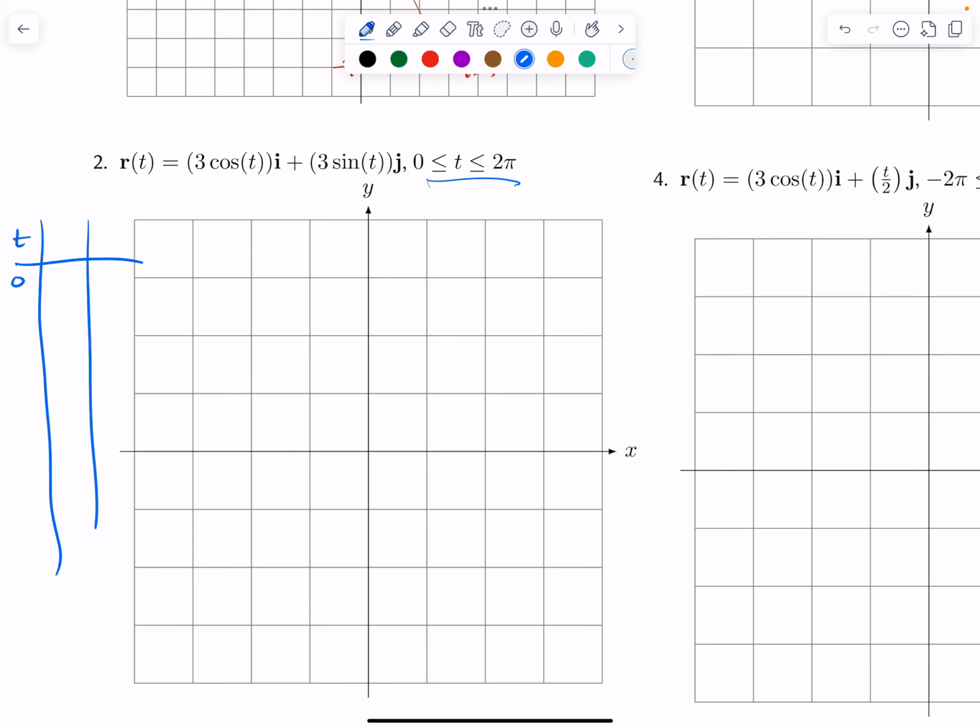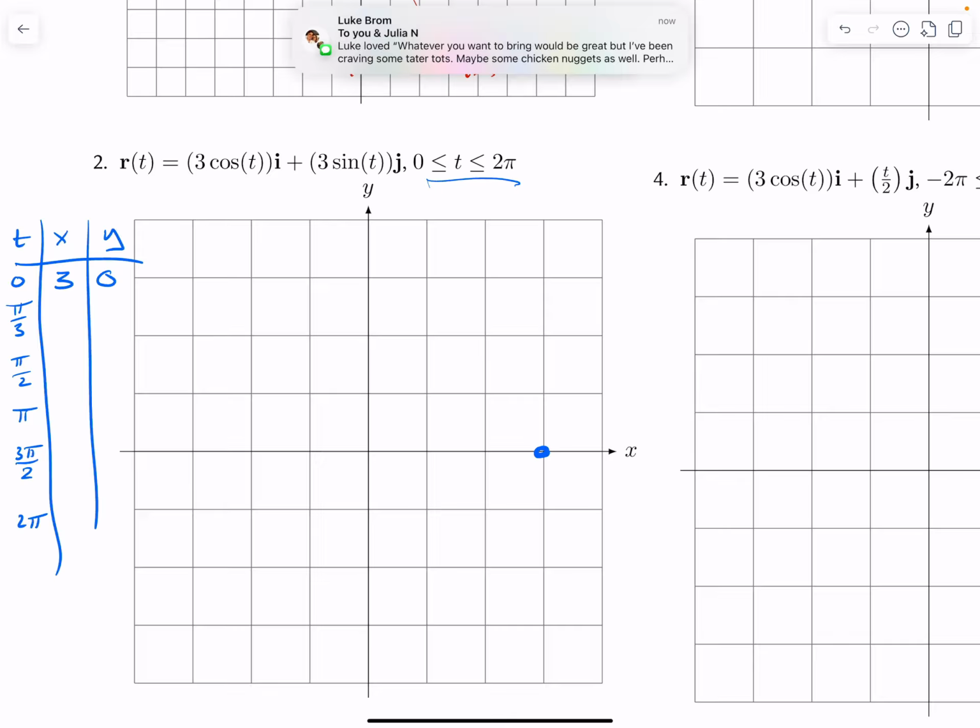Okay, so here's what I'll do. Pi over 3, pi over 2. Yeah, I'm going to get sick of doing this, and you probably are already. But anyway, 3 times the cosine of 0 is 3. 3 times the sine of 0 is 0. So that's this point here, 3, 0.